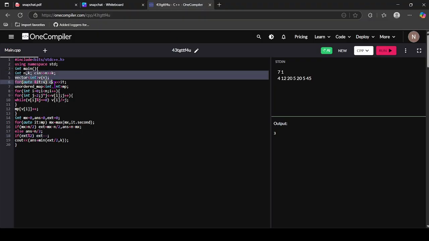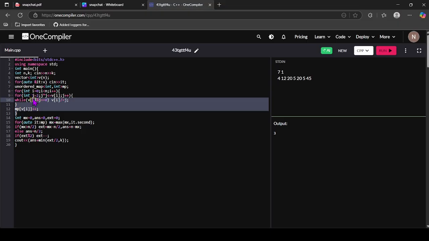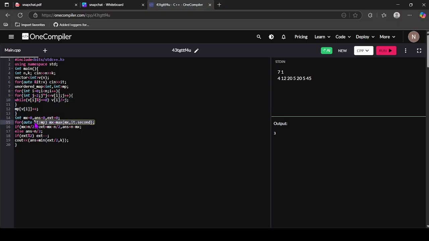So simply we are inputting n and k and we are storing the reduced number in the map, and then we are finding the maximum frequency. Extra is the number of numbers left, 60 in the example. Extra will be there only if the maximum frequency is greater than n by 2. So initially it is 0, and if it is greater than n by 2, then make extra equal to the maximum minus n by 2, which is 80 minus 20, which is 60. And then the answer will be n minus mx, which is 100 minus 80, which is 20. So we got the answer. And if mx is less than or equal to n by 2, the answer is n by 2. And if it is odd, reduce 1.